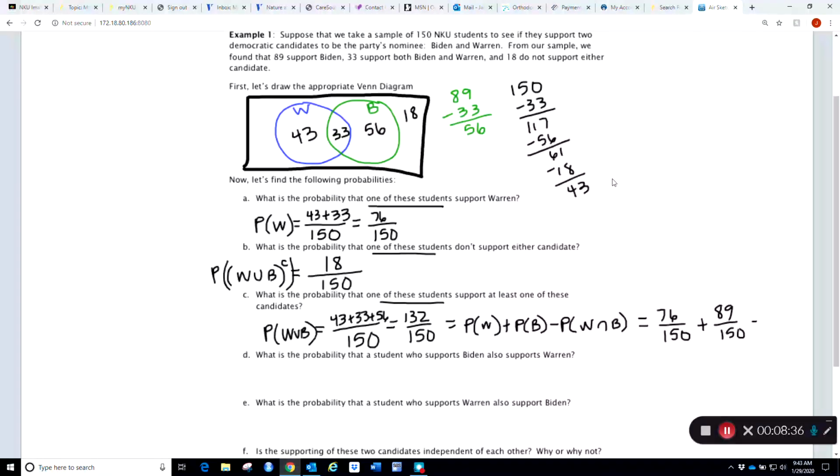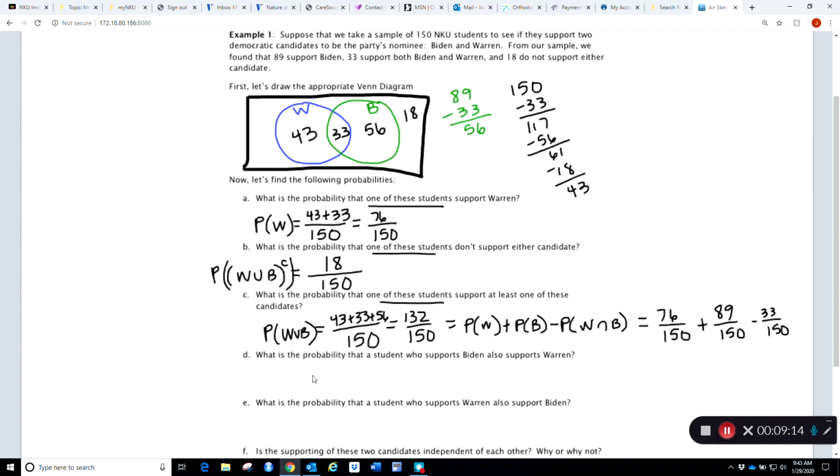But then when I've actually done that calculation, I've counted this 33 twice. I counted it in my Warren circle and I counted it in my Biden circle. So that's why we're going to subtract off that intersection of the 33 out of 150. And once you do that math, you're going to get the same thing of the 132 out of the 150. Again, you might not actually have to use the rule if you can just use the picture to get that, but I just wanted to show you how that rule actually would apply to the problem as well.